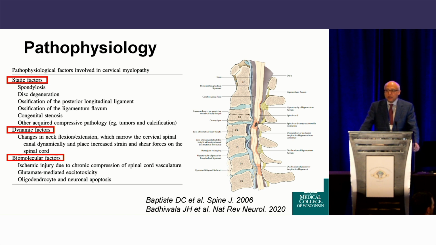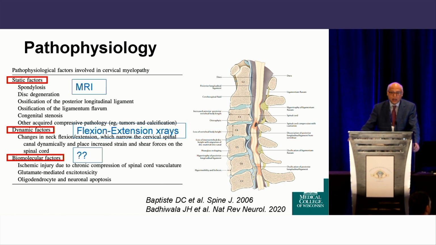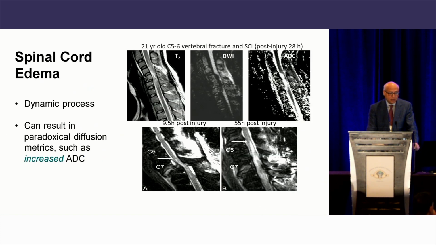If you look at the pathophysiology for cervical spondylotic myelopathy, there are a number of factors to consider. There's structural issues, spondylosis, stenosis, OPLL, and so forth, that we have good ways of assessing and measuring. We have dynamic factors, and flexion and extension radiographs are helpful for that, but there are also vascular factors and biomolecular factors that we don't have a good way today of understanding and measuring, and that's part of our problem in terms of predicting outcomes from this disease.